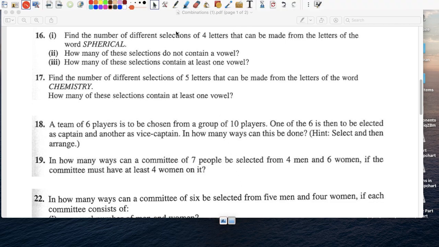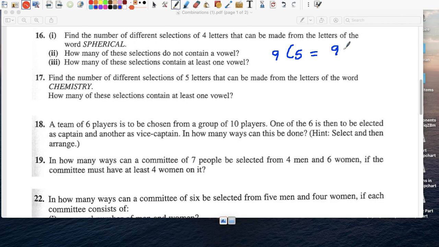Find the number of different selections 5 letters can be made from the letters of the word chemistry. Right? So chemistry has 1, 2, 3, 4, 5, 6, 7, 8, 9 letters. So from 9 letters, how many different ways can we select a party of 5?